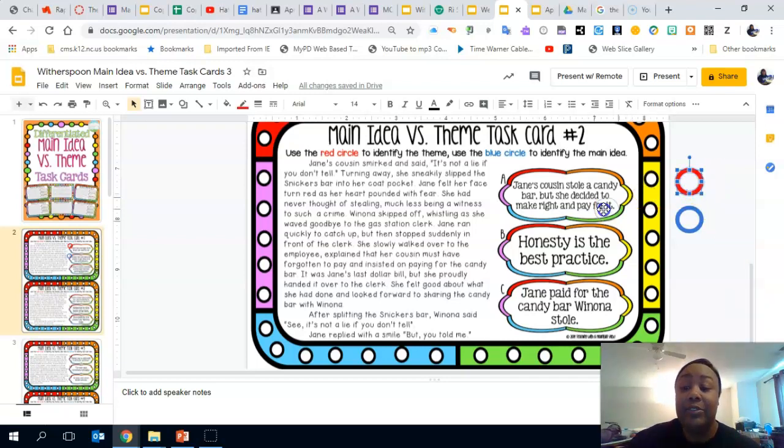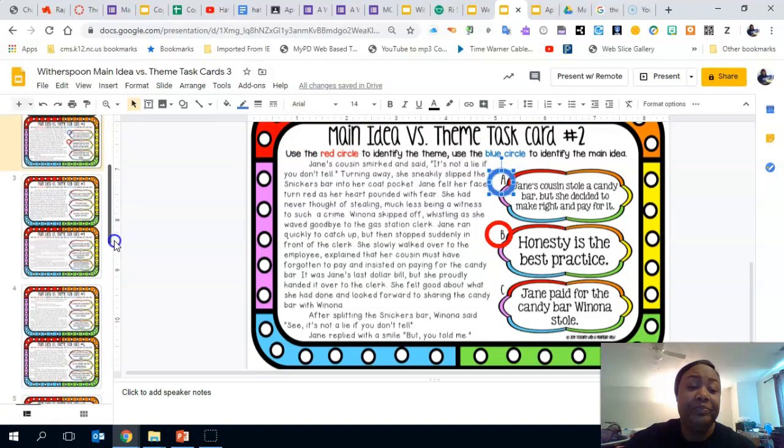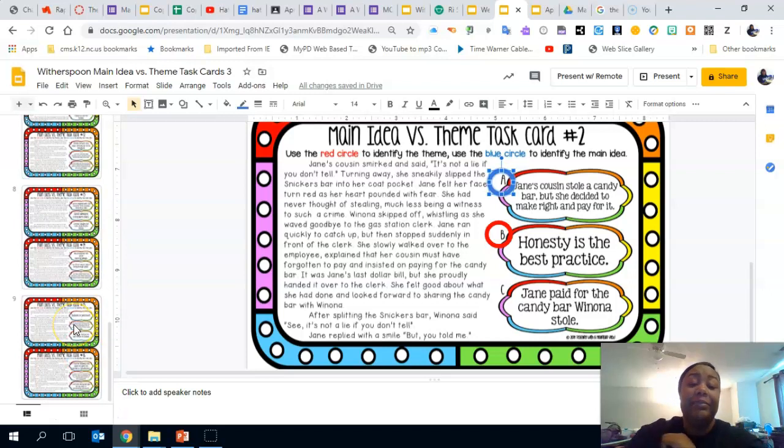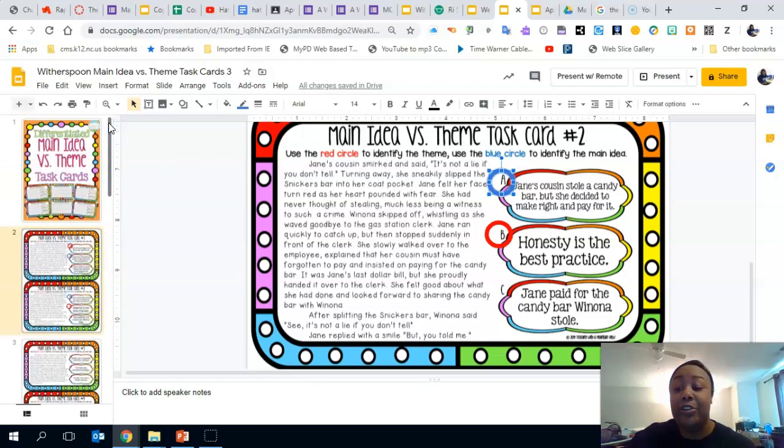So red, I'm going to go with B, and then A is my main idea. So it's not hard. What you're going to do, scholars, is just like I explained. Finish slides 3 through 9, identifying theme, which is red, and main idea, which is blue. Once you have finished that, please submit it because I'm going to use that for our live lesson on Tuesday.